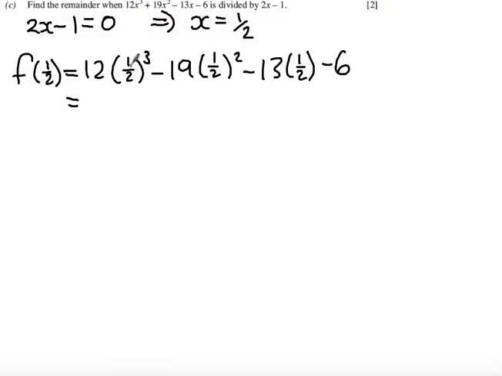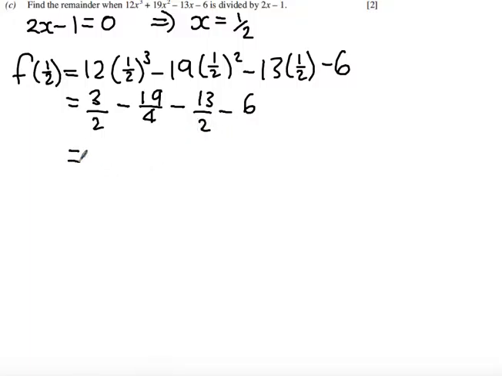So a half cubed is an eighth. 12 over 8 will give me 3 over 2. Plus, a half squared is a quarter, so I get plus 19 over 4, minus 13 over 2, minus 6.